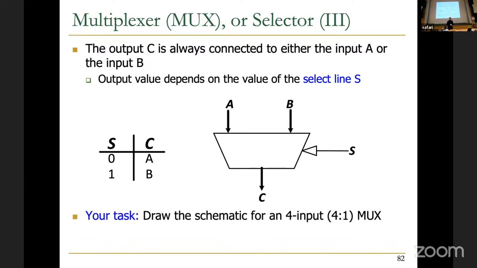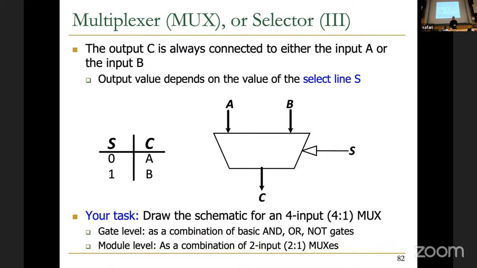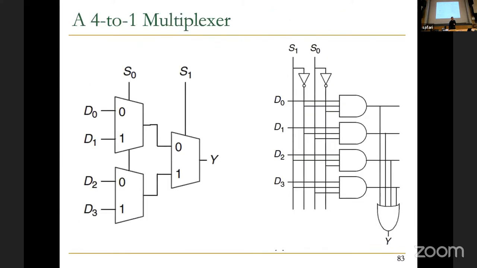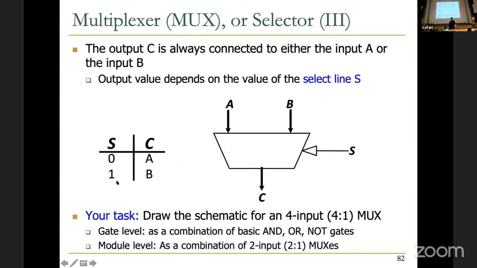Okay, if your task was to draw the schematic for a 4-to-1 mux at the gate level, it's going to be easy because I'm going to do that in the next slide. You can also draw this at the module level. So you can do this at the gate level using ANDs and ORs, or at the module level as a combination of multiple 2-to-1 muxes. This is the module level representation over here. This is a 2-to-1 mux, this is a 2-to-1 mux, and this is another 2-to-1 mux. And these are the two select inputs, because for a 4-to-1 mux you need to select one item out of four. You need two inputs as your select inputs. And you can convince yourself that this will actually implement the truth table that we just showed.